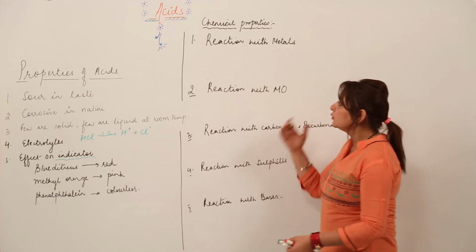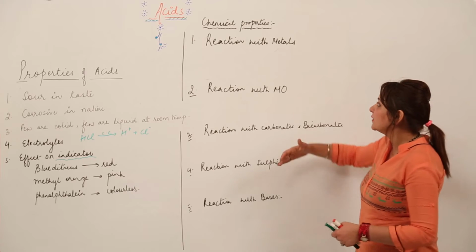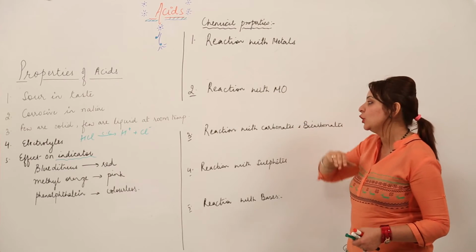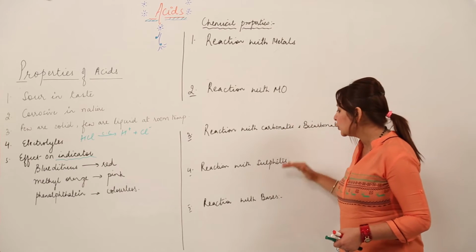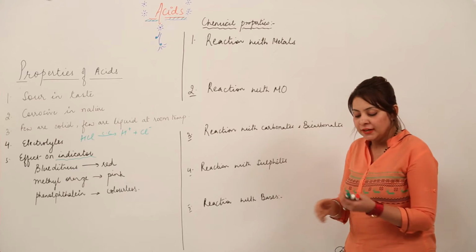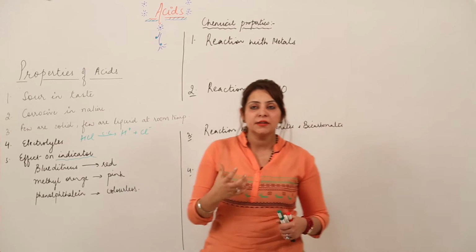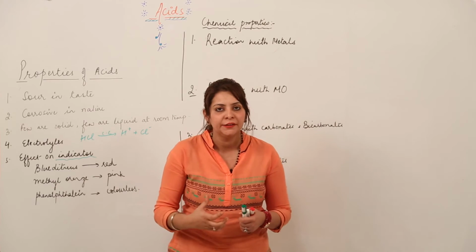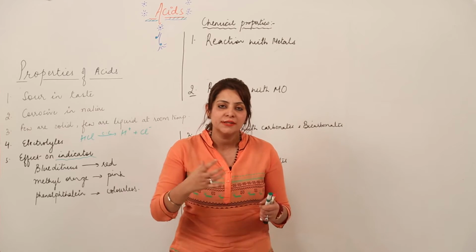Now, coming to the chemical properties, we'll be starting with several of them: the reaction of acids with metals, with metal oxides, with carbonates and bicarbonates, with sulfides, and with bases. I'll be stating an example for you, and as you are familiar with valencies, you'll be able to do these reactions in a proper manner. I've told you that the basics of the chemical reaction are the same.